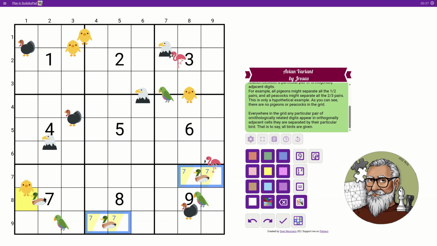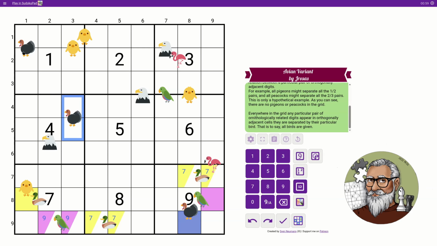But the advantage now is that if this one is pink, then I know that these are 7 and pink. And if this one is blue, then I know that these are 9 and blue. So this one isn't 9 anymore. Oh, this is so much easier.